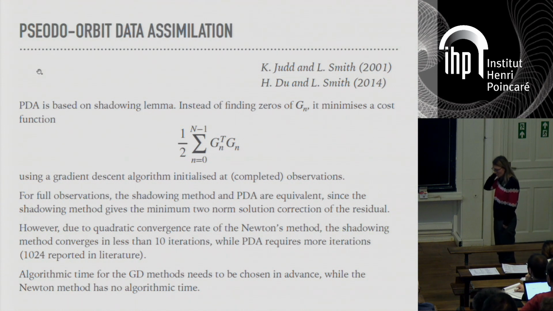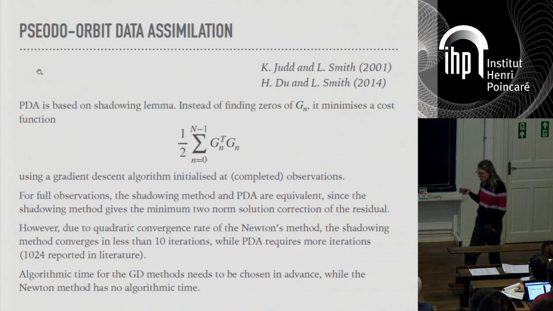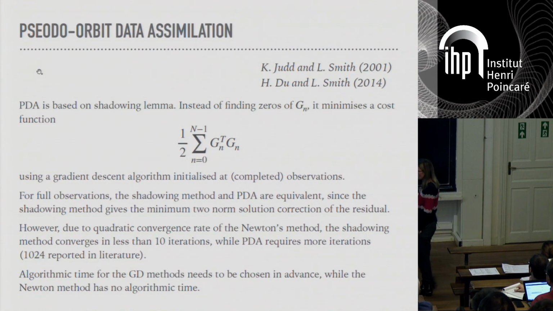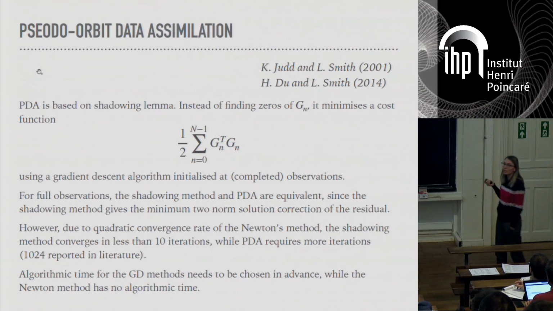The difference is that in Newton-based shadowing data assimilation, we look for zeros of G_n, and the PDA minimizes the cost function, which is G_n transpose G_n. So this is the least squares, right? And what is used in the PDA is the gradient descent algorithm, again initialized either at full observation or so-called completed observations. I will talk later about what completed observations mean.